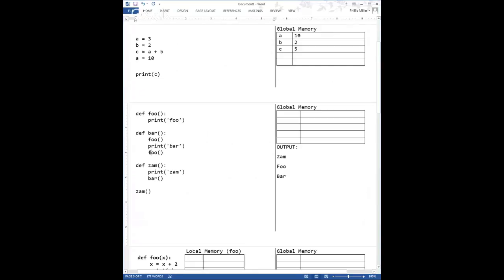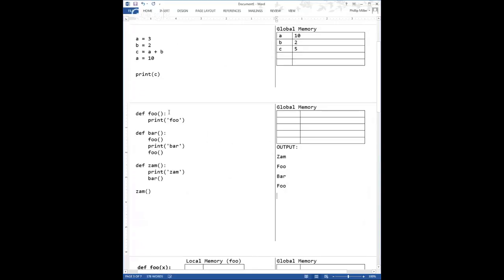And then we call the foo function again, which prints another foo. Foo function returns to here. The bar function returns to here. And we return from this call, and we're done. So when we run this little program, it outputs zam, foo, bar, foo, which is weird, but it's just a way to kind of assess, do we understand how sequence works and how function calls work, and when functions call other functions, how that works.